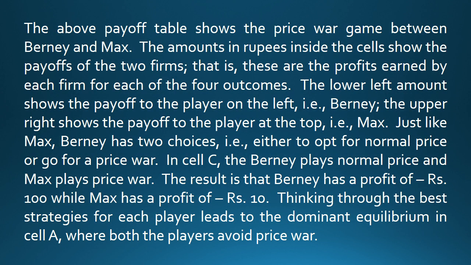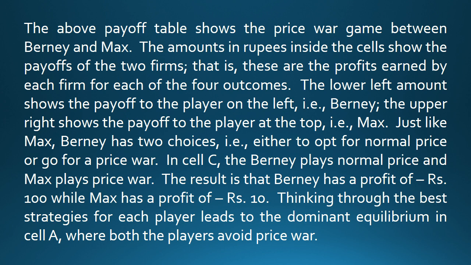The above payoff table shows the price war game between Bernie and Max. The amounts in rupees inside the cells show the payoffs of the two firms, that is, these are the profits earned by each firm for each of the four outcomes. The lower left amount shows the payoff to the player on the left, that is, Bernie. The upper right shows the payoff to the player at the top, that is, Max.